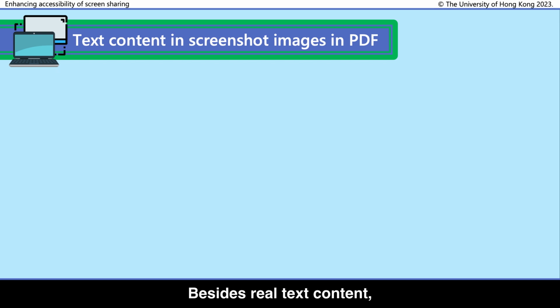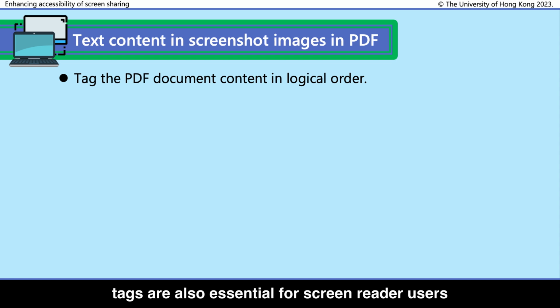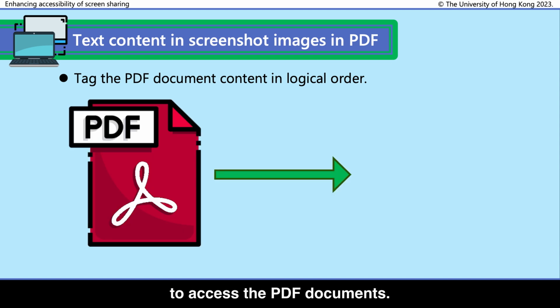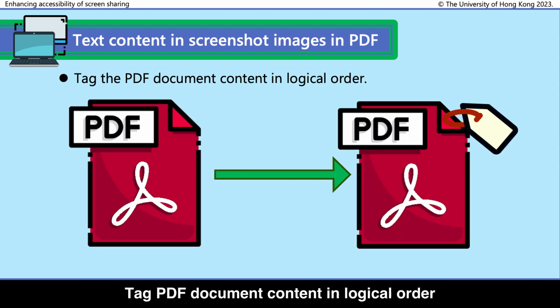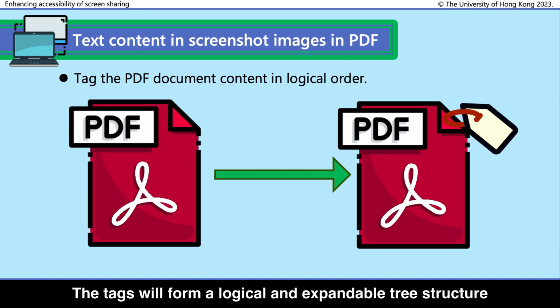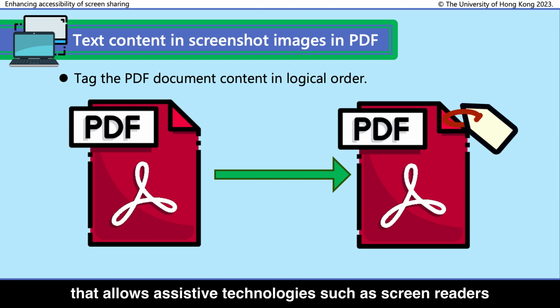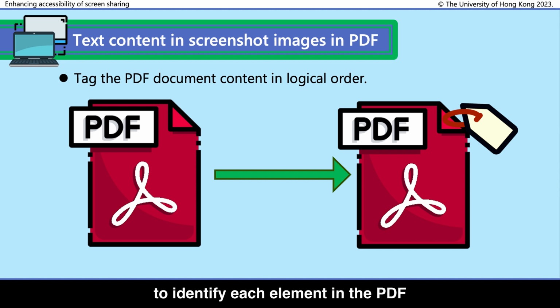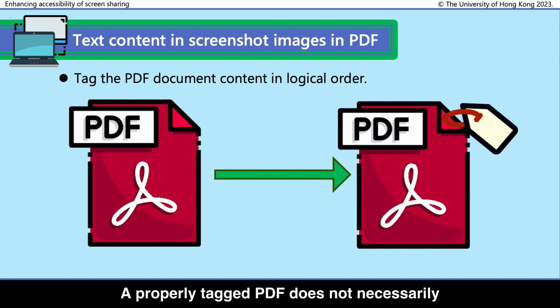Besides real text content, tags are also essential for screen reader users to access the PDF documents. Tag PDF document content in logical order whenever it is possible. The tags will form a logical and expandable tree structure that allows assistive technologies such as screen readers to identify each element in the PDF and read the content correctly in the intended and logical order. A properly tagged PDF does not necessarily mean the PDF is fully accessible.